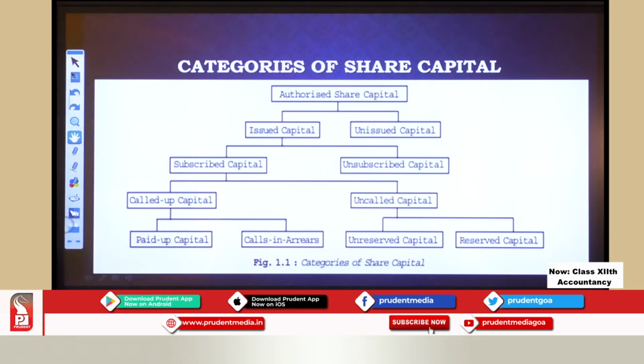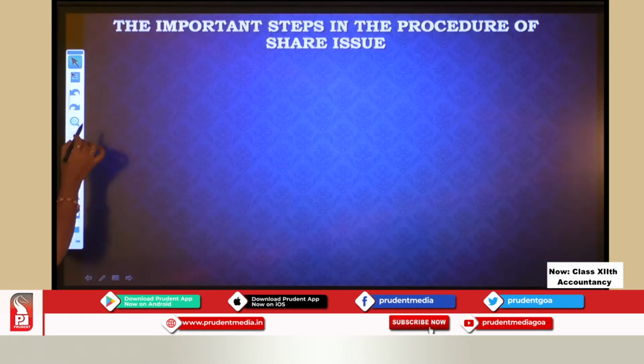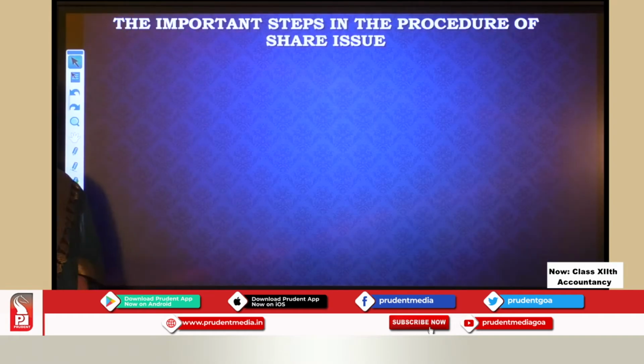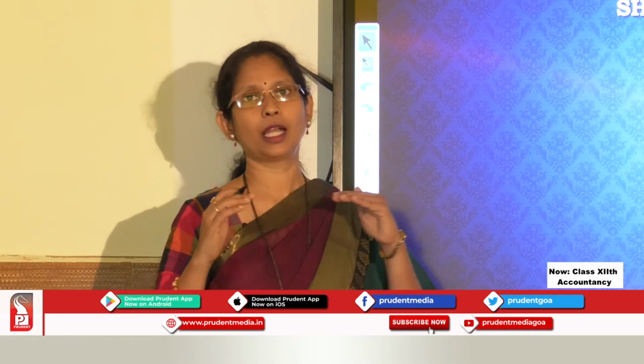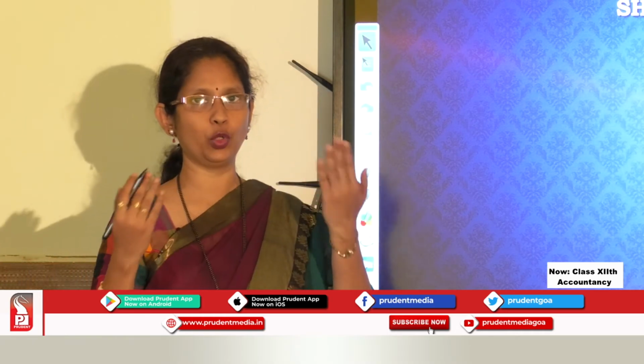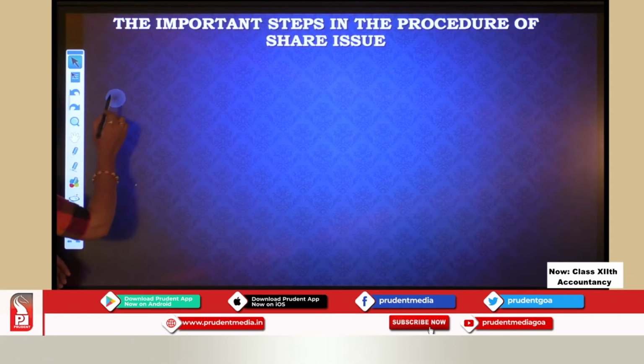So these were the categories of share capital. Okay. Your NCERT book is nicely giving all this classification. So please read the book. Now we go for the next one. The important steps in the procedure of share issue. Now what are the different steps the company has to follow when it is issuing shares? Let us see these steps now.